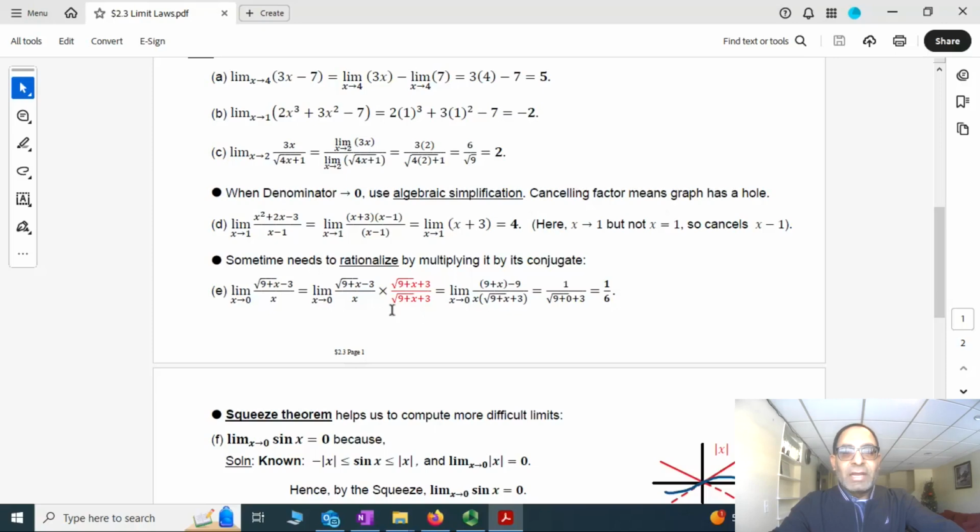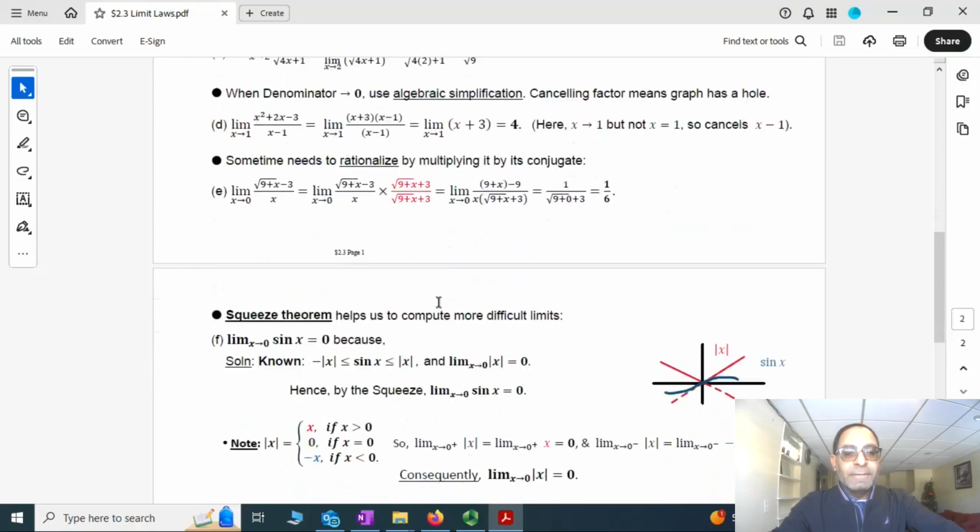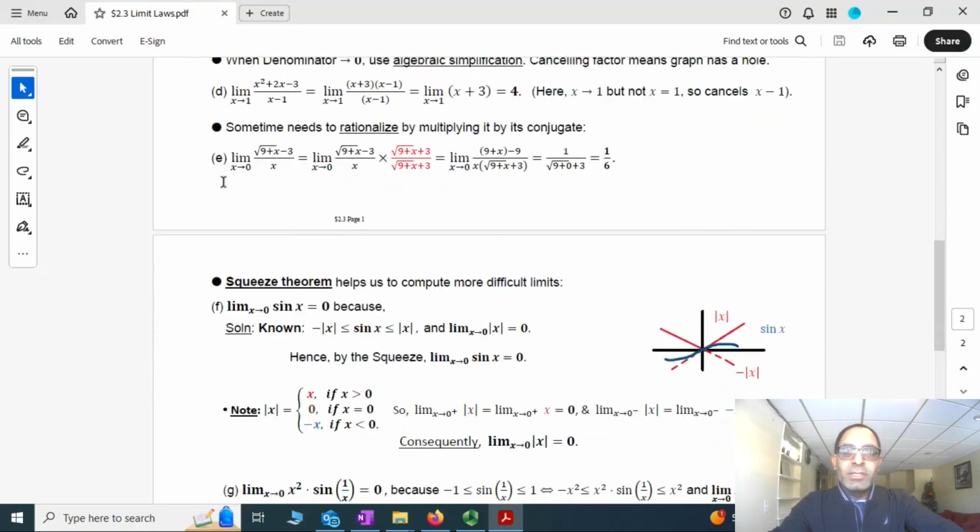Next example. Sometimes we need to rationalize the numerator or denominator by multiplying the whole fraction by the conjugate of the radical term. So example E. Limit of these fractions, radical of 9 plus x minus 3 over x as x approaches 0. Again, when x goes to 0, the denominator becomes 0. That means we need to do some algebraic trick here.